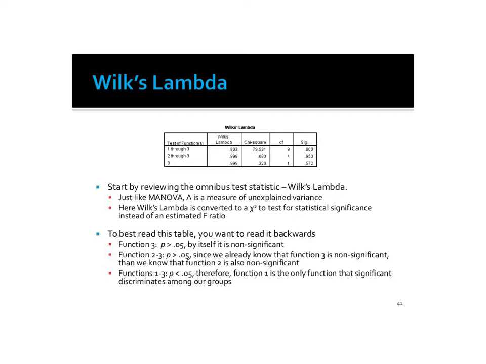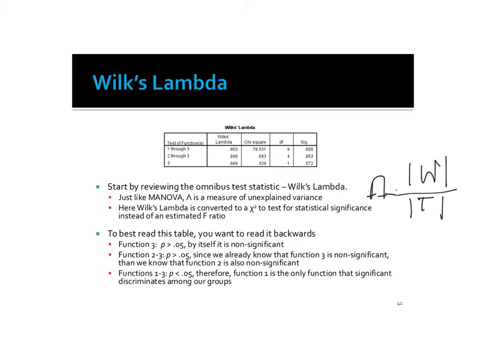Now, when you get the data, what you're going to get is still a series of Wilks' lambda. Start by reviewing this omnibus test statistic. Just like MANOVA, Wilks' is still a measure of unexplained variance. It's still going to be calculated as the determinant of within over the determinant of total. That's Wilks' lambda.